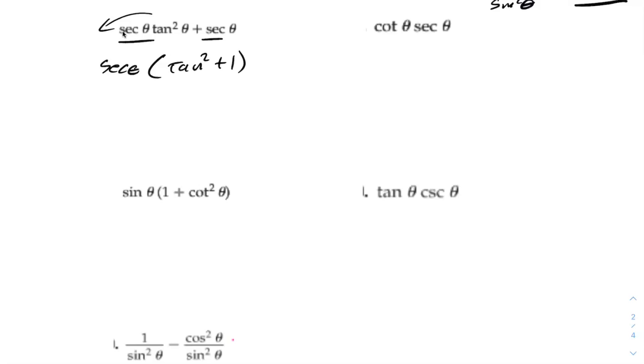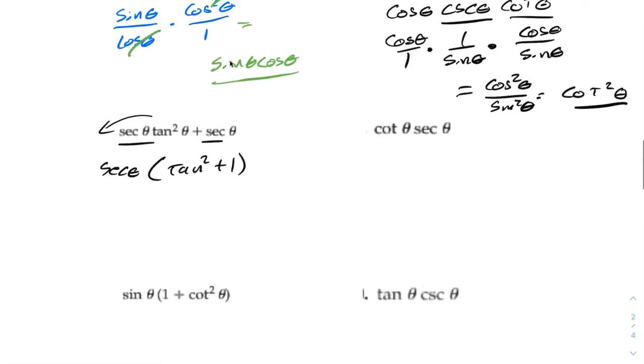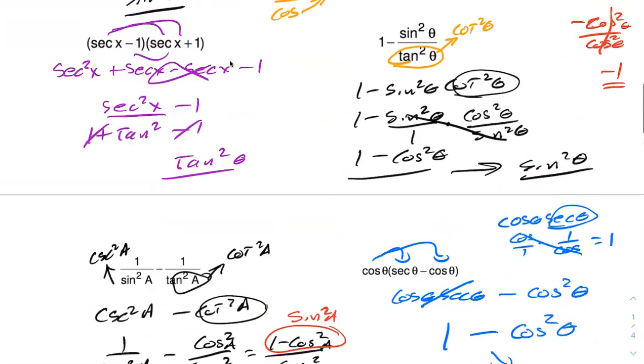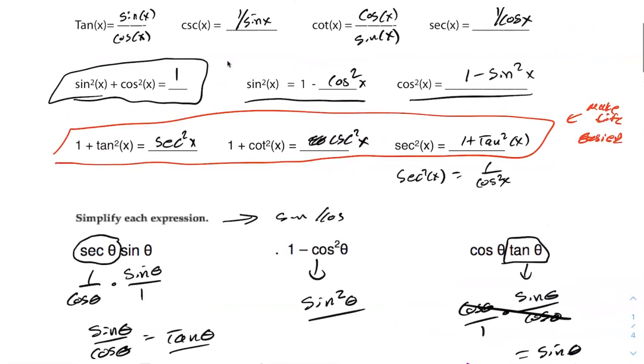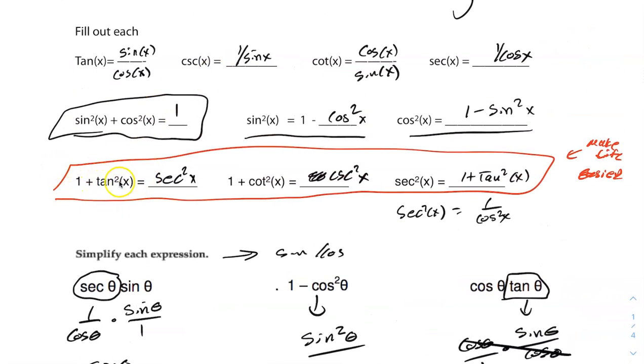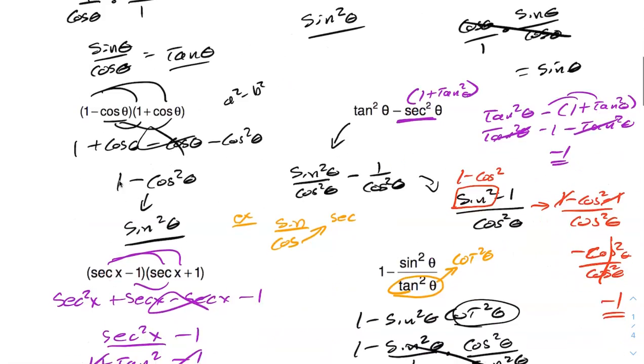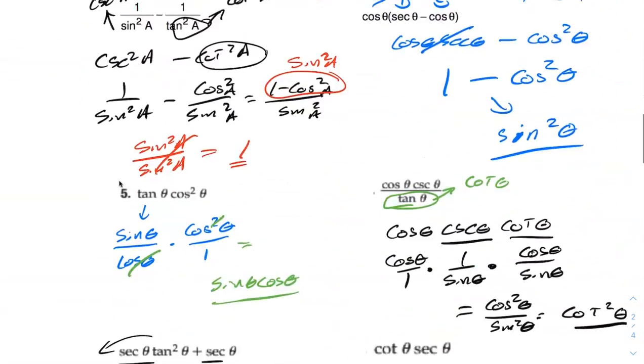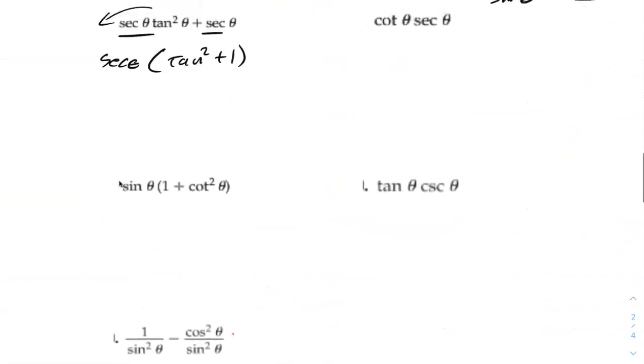Now, lots of ways to do this. Easiest way though is tan squared plus 1 is something we should know. Remember, 1 plus tan squared is secant squared. So this is the same thing as saying secant squared. So that times secant, I get secant cubed theta, and that's the answer.